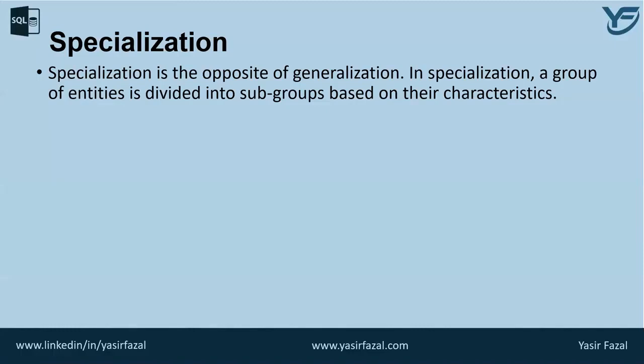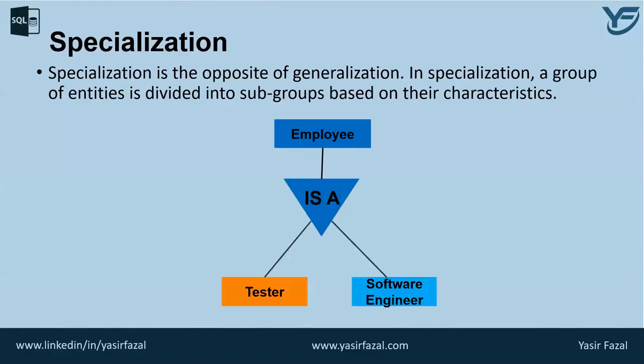Normally, the superclass is defined first, and the subclass and its related attributes are defined next, and the relationship set is then added. We can understand this like in an organization. In an organization, there is an employee, and an employee can be a tester or a software engineer.